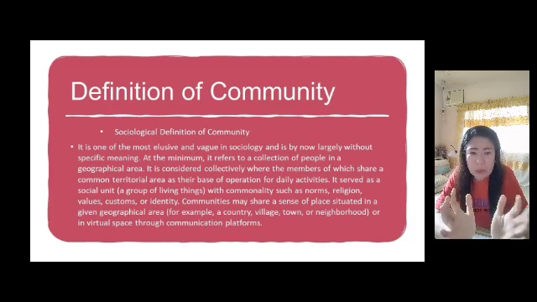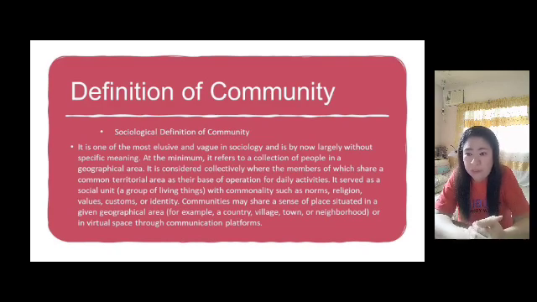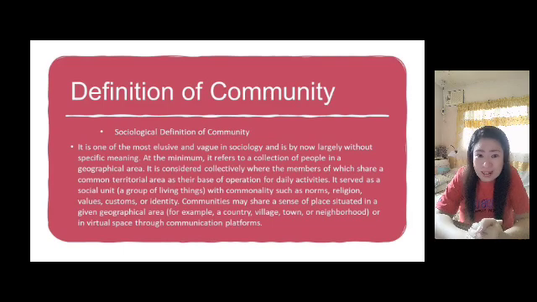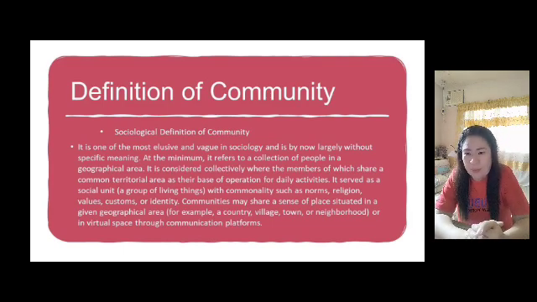Pag sinabi nating social unit, mga anak, ito yung group of living things with commonality. Ibig sabihin ng commonality, pare-pareho. Commonality such as norms, religion, values, customs, or identity. Communities may share a sense of place situated in a given geographical area. Example, a village, a town, a neighborhood, or in virtual space through communications platform.